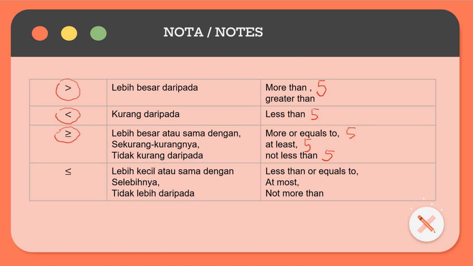Okay, and lastly we have less than or equals to. If I take 5 as the example, less than or equals to 5 means you are looking for 5 and numbers below that. That's why the equal sign is included here in the fourth notation. At most 5 means the maximum number is 5, so 5 or below that. And then not more than 5 means we are accepting 5, but we don't accept the number after that. So the symbol is like less or equals to.